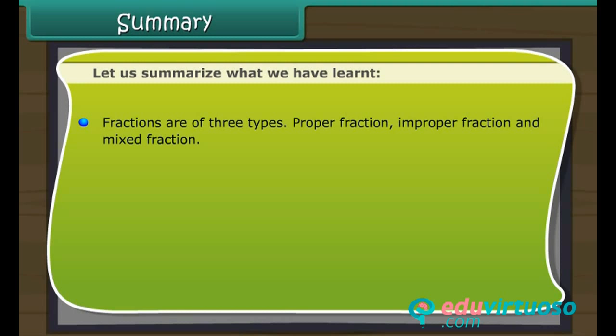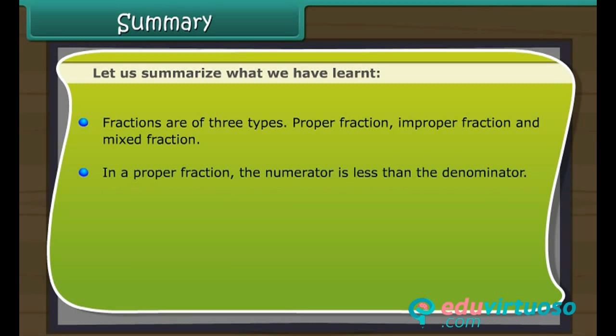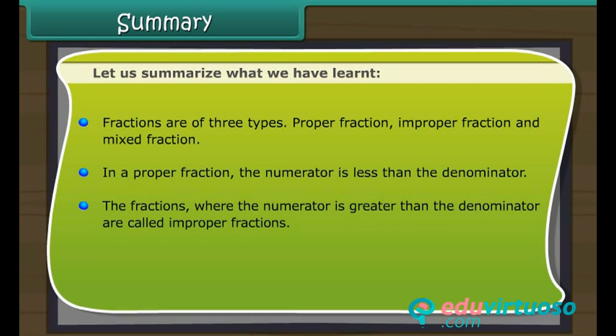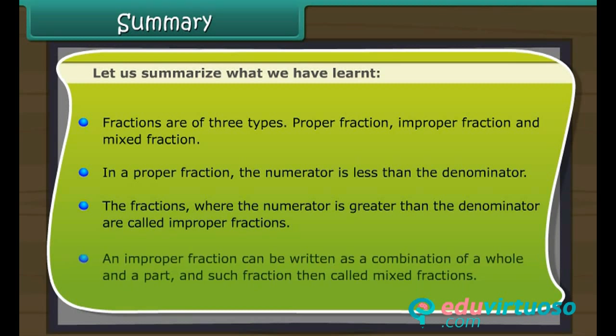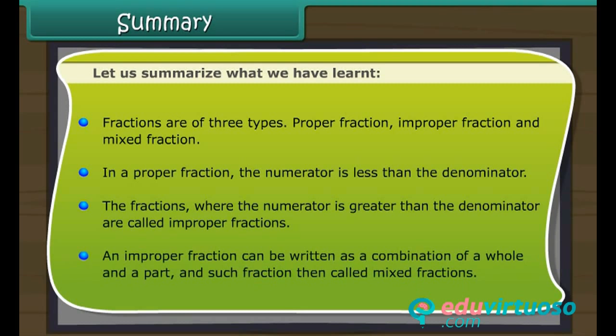Fractions are of 3 types: proper fraction, improper fraction, and mixed fraction. In a proper fraction, the numerator is less than the denominator. The fractions where the numerator is greater than the denominator are called improper fractions. An improper fraction can be written as a combination of a whole and a part, and such a fraction is then called a mixed fraction.